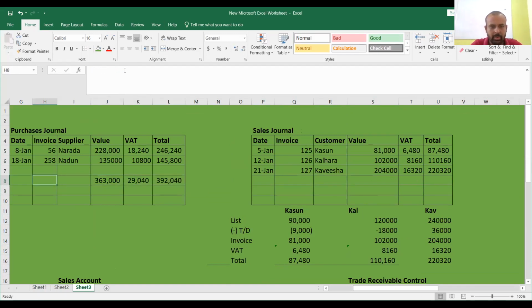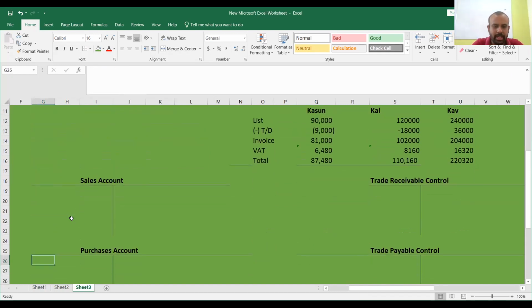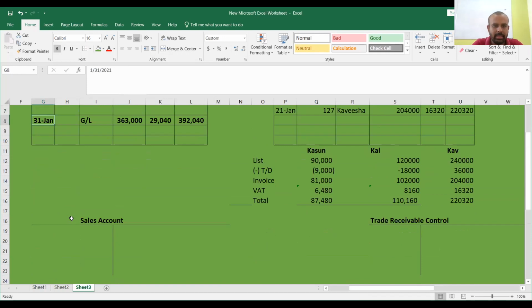right? So there you say on 31st January, total posted to the GL. You recorded the total credit purchases. Now you copy the purchase journal total and record it. So the total purchases is 363,000. That has to be debited here on 31st January.